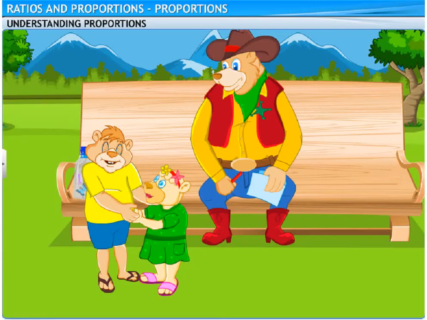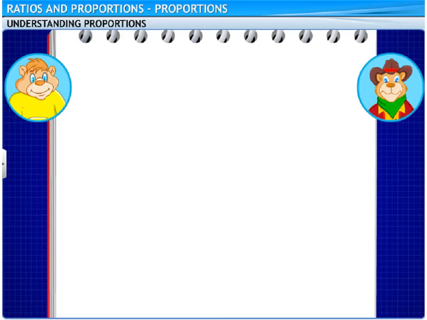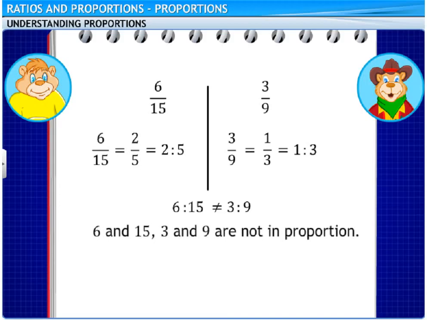Oh, got it, Dad. Sorry, Tammy. I doubted you. Daddy, what if Shelley had given me 6 butterflies out of 15, and I had given her 3 beetles out of 9? Interesting. Look, 6:15, when simplified further, gives us 2:5, while 3:9 is simplified to give us 1:3. Since the two ratios after simplification are different, the ratio 6:15 is not equal to the ratio 3:9. So, 6 and 15 and 3 and 9 are not in proportion.